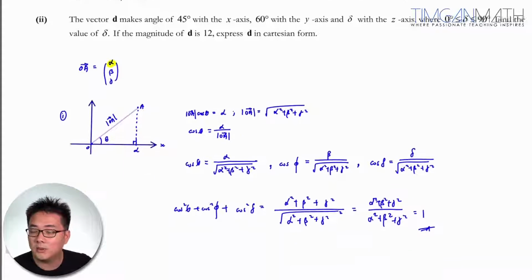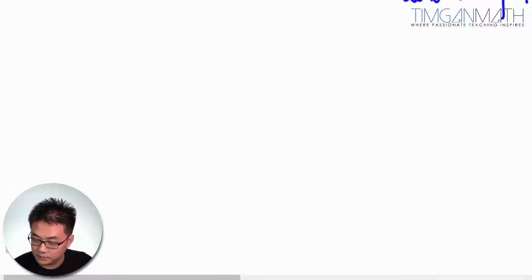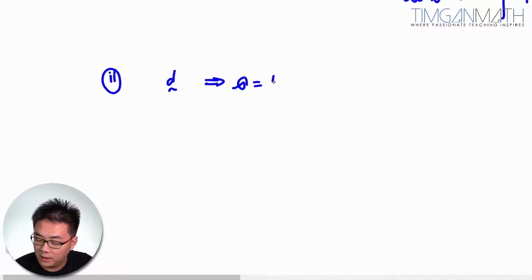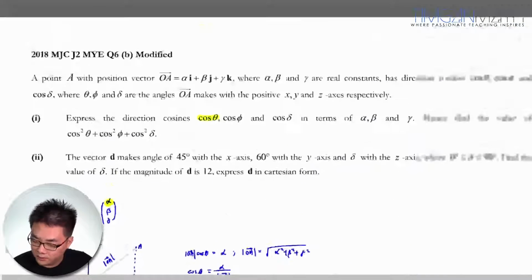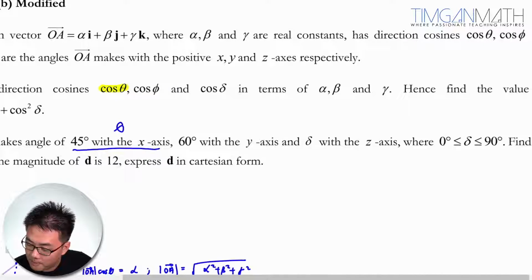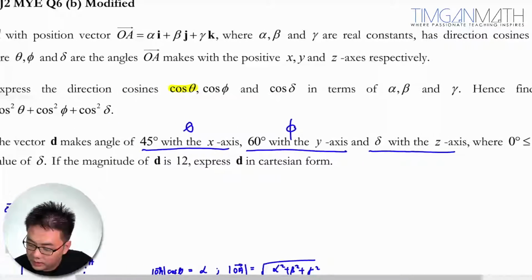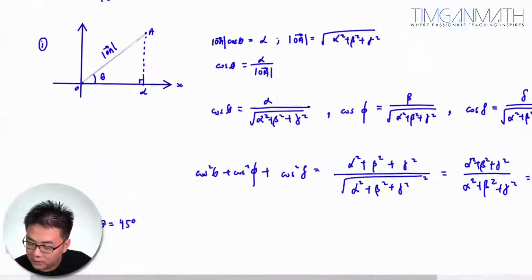Okay, so sigma is between 0 and 90, so it's in the first quadrant. So we are going to do the first one. First, just write everything down. You're told that theta is 45 because it's 45 with respect to the x-axis. This is theta, this is your phi, and this is your sigma. Find the value of sigma if D is 12. Express D in Cartesian form.